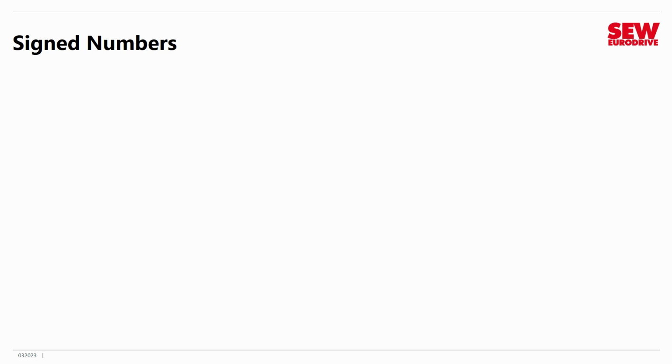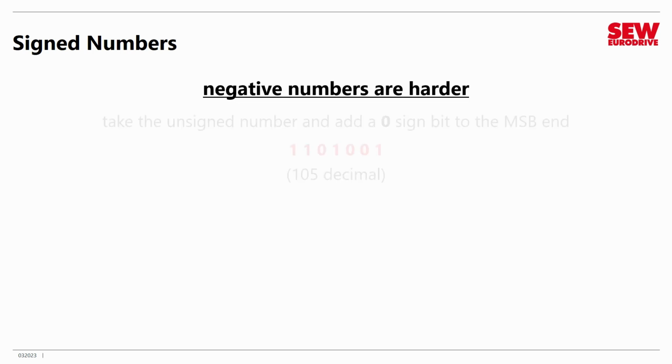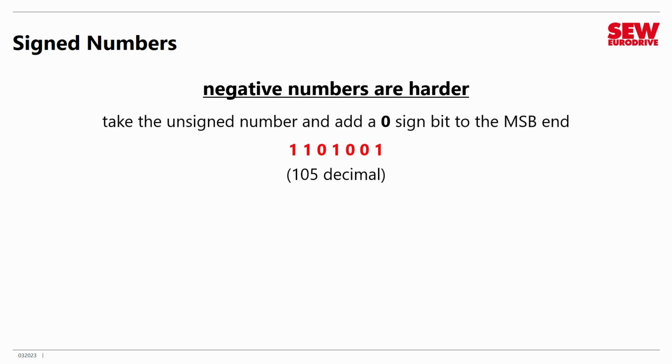All right, that said, negative numbers are a bit harder. How do we create a negative number? Well, we start out the same way. We take the unsigned number and we put a 0 sign bit on the most significant bit end. So again, we'll take 105 decimal, an unsigned number, and we put on the 0. Now that gives us a positive number. It's now signed, but it's got the wrong sign. It's the positive sign, not the negative. So that's plus 105. How do we make it negative?